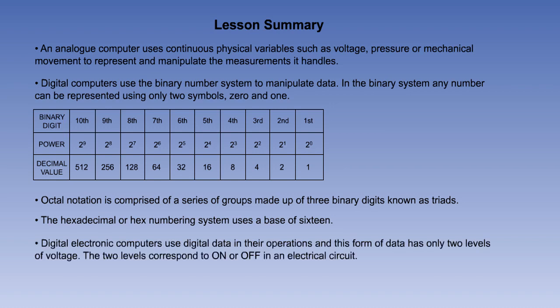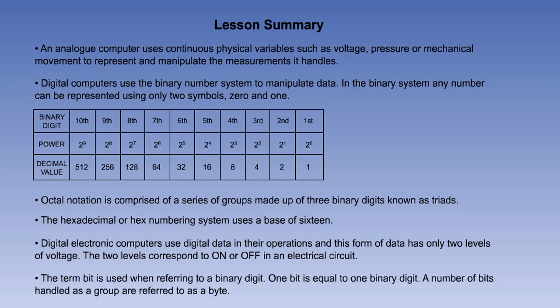Digital electronic computers use digital data in their operations, and this form of data has only 2 levels of voltage. The 2 levels correspond to on or off in an electrical circuit. The term bit is used when referring to a binary digit. 1 bit is equal to 1 binary digit. A number of bits handled as a group are referred to as a byte.